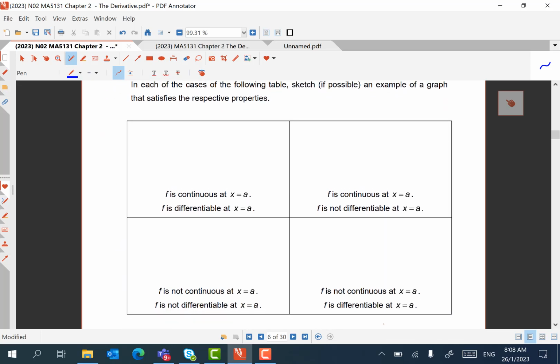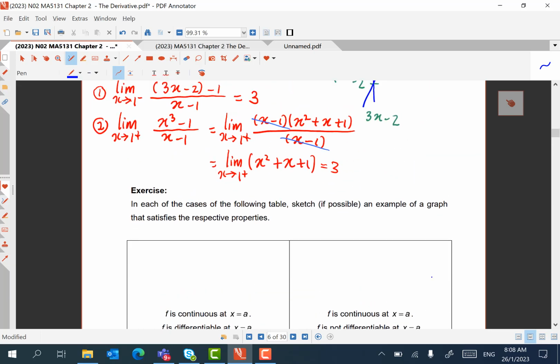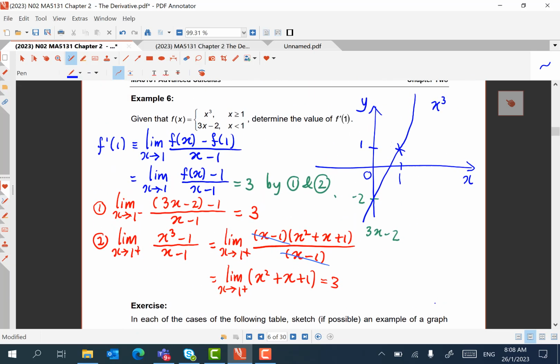In these 4 boxes, you are asked to sketch graphs which are continuous and differentiable. And let me roll back a bit in case you are still copying. Okay, anyone still writing?